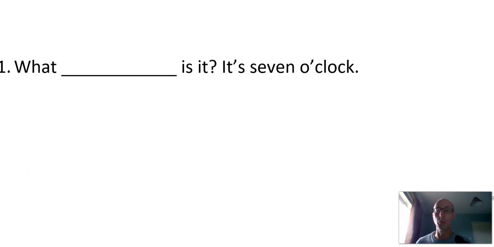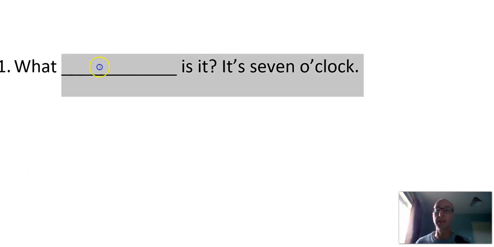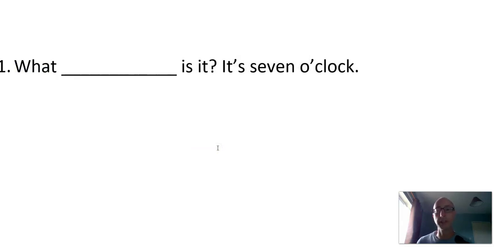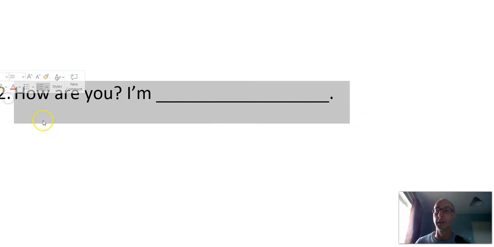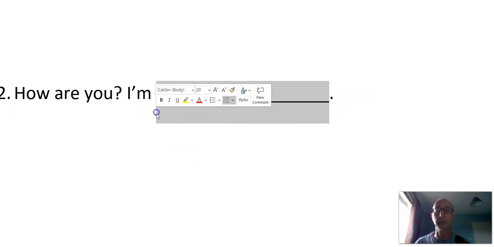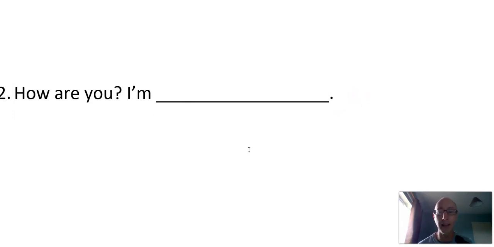Okay, so I'm going to give you some work to do. You have to read the sentence and put in the correct word. It's one of the words we had today. So the number one is easy. What something is it? It's 7 o'clock. So what I word with a silent E at the end do we put in here for number one? Number two. How are you? I'm something. So what word do you put in? You're going to answer the question, how are you? Remember, the word has I with E at the end. That's number two.